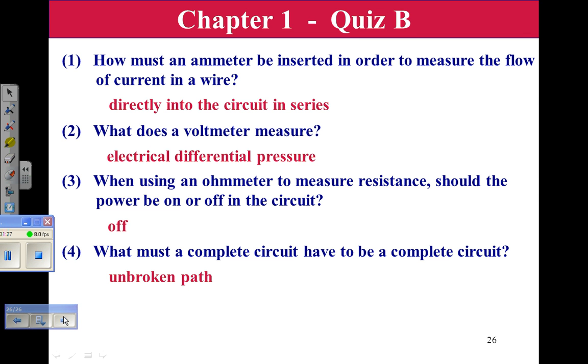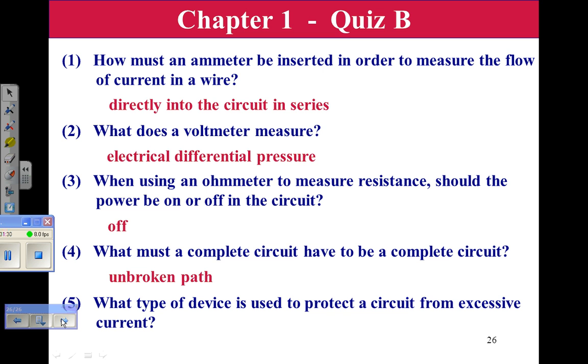Okay, what do you have to have for a circuit? You have to have an unbroken path. And what type of device is used to protect? Oh, gee, I wonder, maybe a fuse or a circuit breaker?